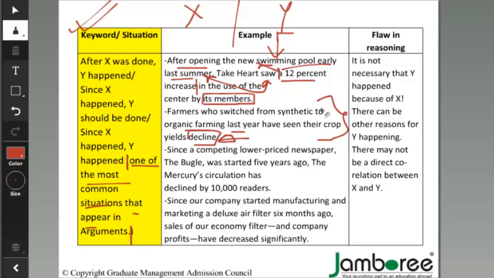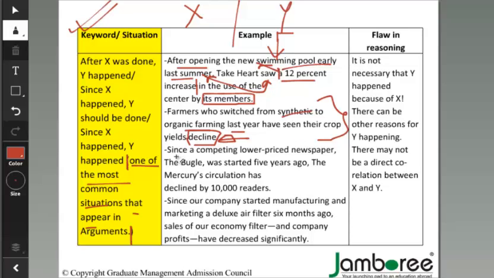Some other factor. If all other factors remained constant and this happened, then you can say that the decline was directly a result of the switch. Otherwise, you cannot. Right? So look out in the argument to see if there's any other statement saying that the farmers did not change anything else. The only thing that they changed was that they made this switch. Then it's okay, the yield decline can be a direct result of the switch. Otherwise not.